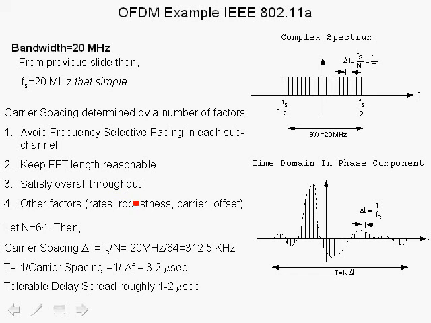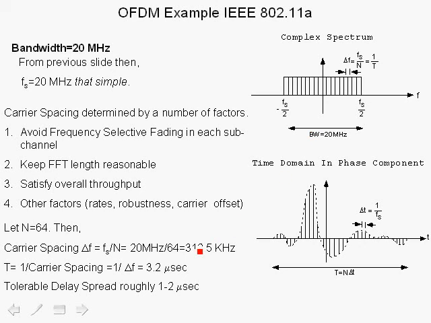There are other factors that are involved in terms of robustness, carrier offset issues, and the data rates you're going to support. But if we let N equal 64 as in 802.11a, then the carrier spacing is simply delta f equals fs, the sampling rate, divided by N, or the bandwidth divided by N, which is 20 megahertz divided by 64, which turns out to be 312.5 kilohertz. So in this particular example for 802.11a, the carrier spacing is 312.5 kilohertz, as shown over here.